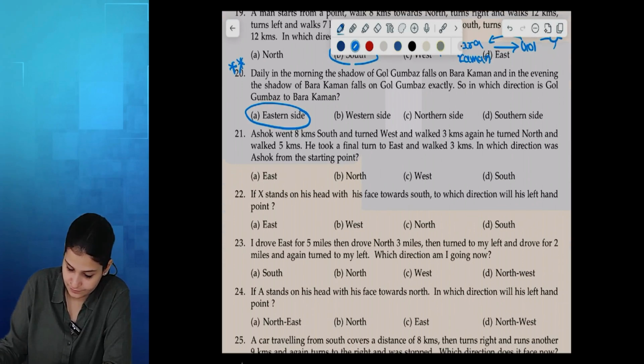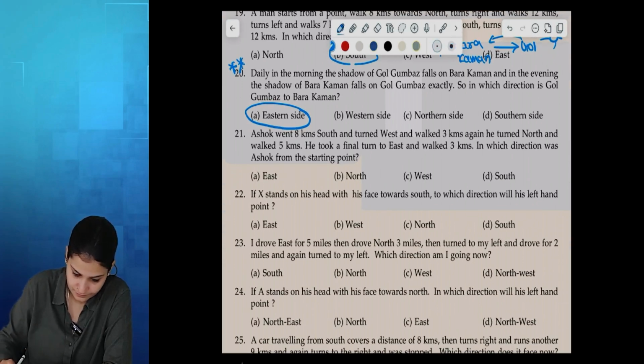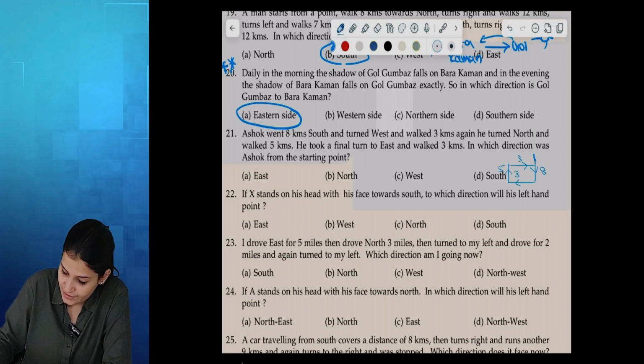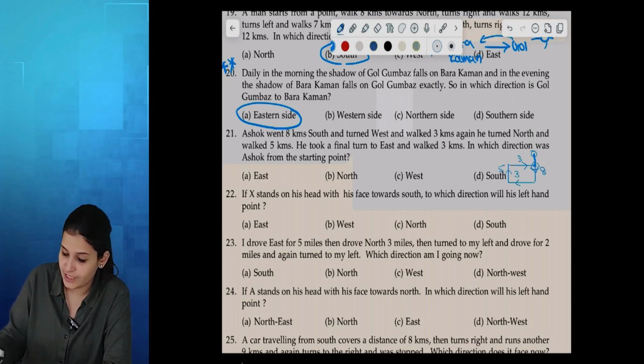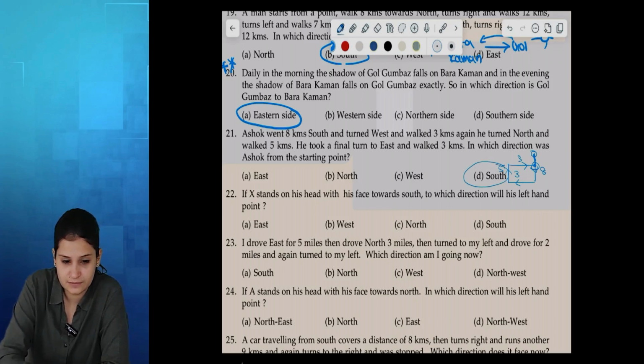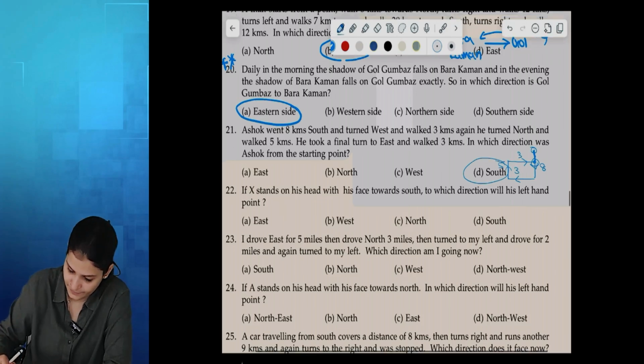21. Answer: Ashok went 8 kilometers south, turned west and walked 3 kilometers. Again, he turned north and walked 5 kilometers. He took a final turn to east and walked 3. So, same length. If this was the starting point, now this is the final point. In which direction is the person from the starting point? Down, so south. Guys, clear? Yes, ma'am.